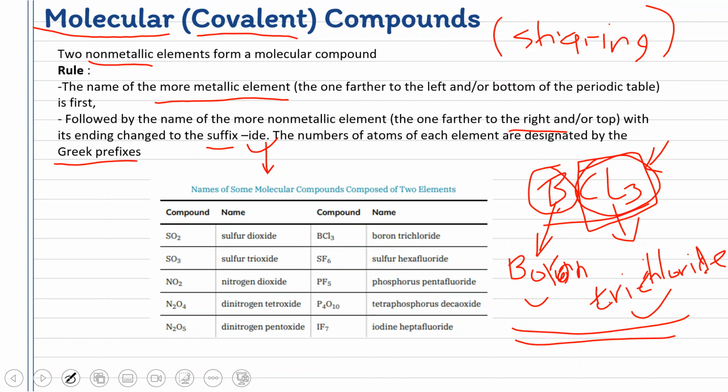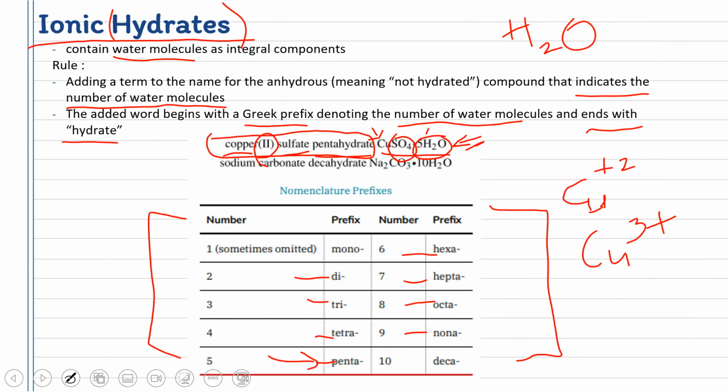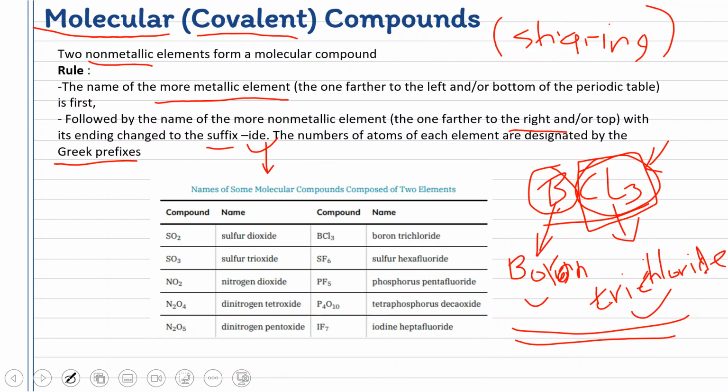Do you get it? Remember, if you've forgotten the prefixes, look on this screen. All the prefixes are here: di, tri, tetra, penta, mono for one, and it goes on and on. So for example, I have IF7 here, like this.